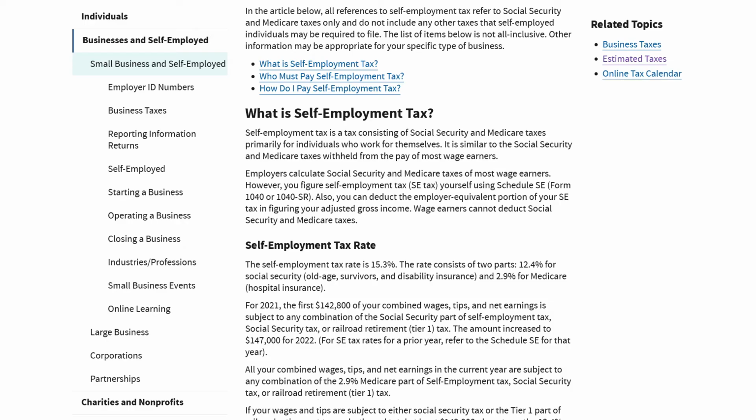So why do you have to pay self-employed taxes? Well, as someone who is self-employed, you do not have an employer. Now, an employer would withhold Social Security and Medicare taxes. However, because you are self-employed, you must do that yourself. Self-employed income taxes are going to be done on your tax return that you file in April.